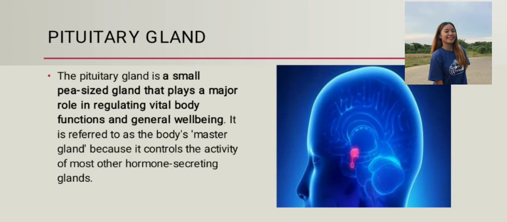Pituitary gland. The pituitary gland is a small pea-sized gland that plays a major role in regulating vital body functions and general well-being. It is referred to as the body's master gland because it controls the activity of most other hormone-secreting glands.